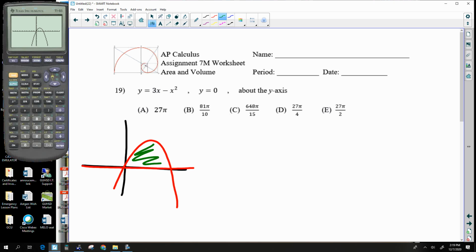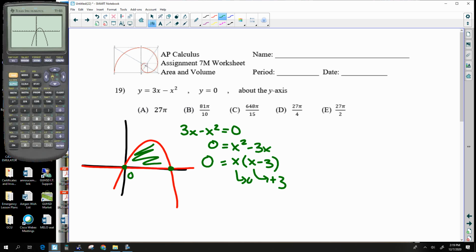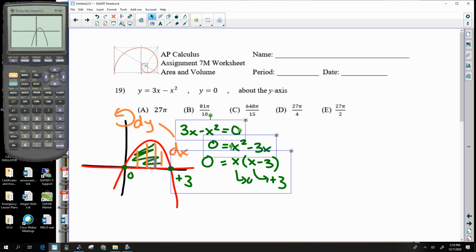All right, so this is not sure where that's equal to. So this is where 3x minus x squared is equal to 0. And so this is going to be x squared minus 3x equal to 0, which is 0 and positive 3. All right, so for simplicity's sake, this is how I'm going to integrate, which is a dx style, and we are going about the y-axis, which is a dy style. So that is going to be the shell method. That is the 2 pi, and then x times the function.